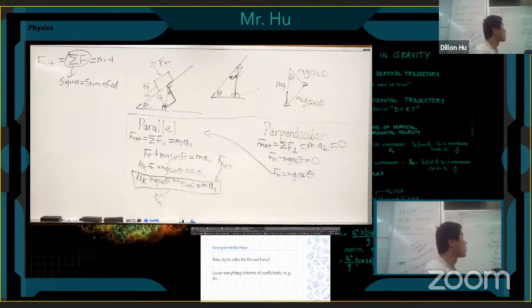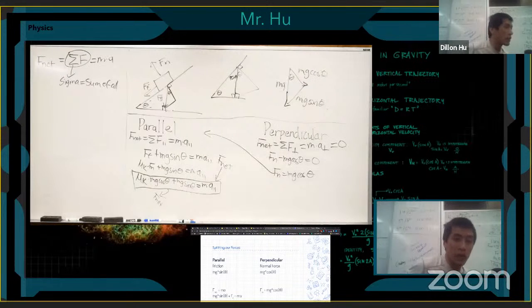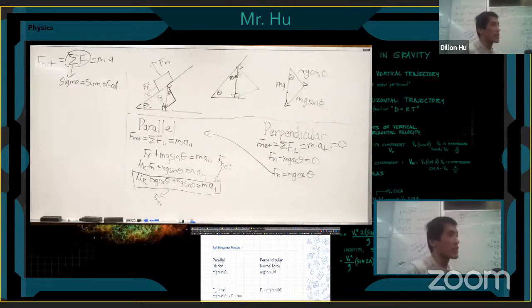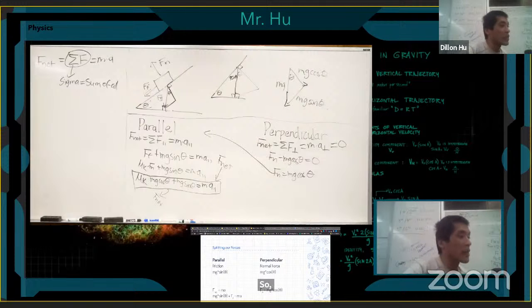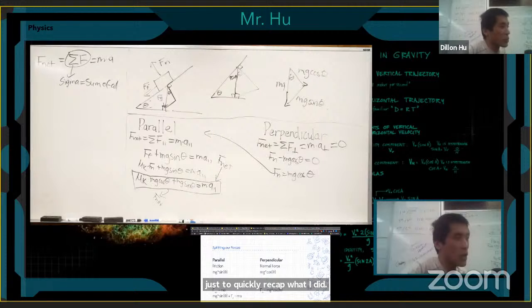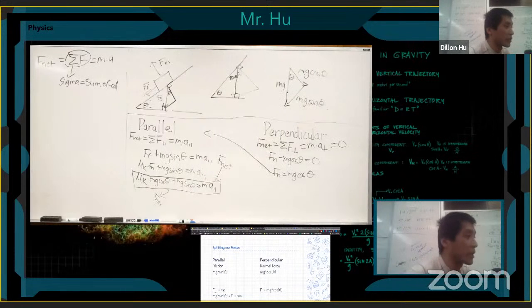Okay, so just to quickly recap what I did. I split our forces into parallel and perpendicular forces. The parallel forces are the force of friction and mg sine theta, which I got from decomposing gravity into parallel and perpendicular components. And then I also examined the perpendicular forces, which are the normal force and mg cosine theta, which was found from decomposing gravity into the perpendicular component.